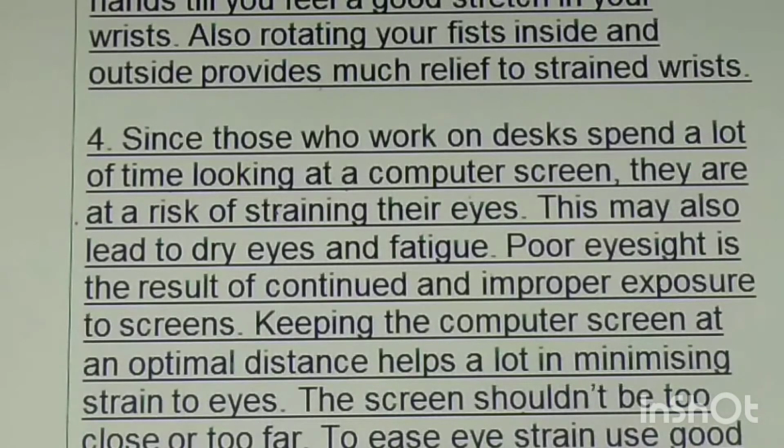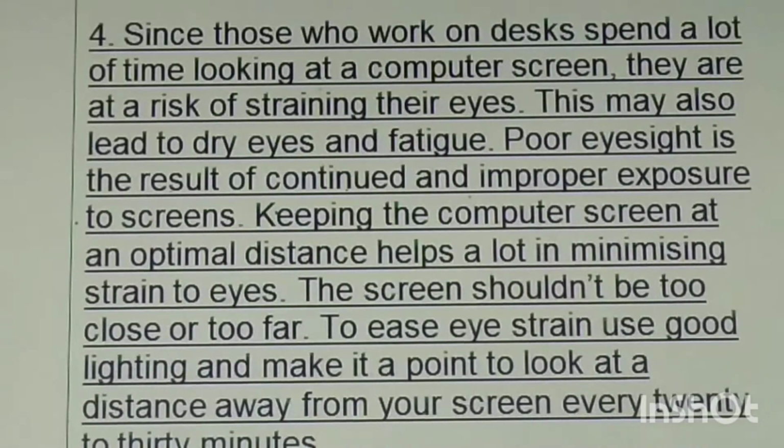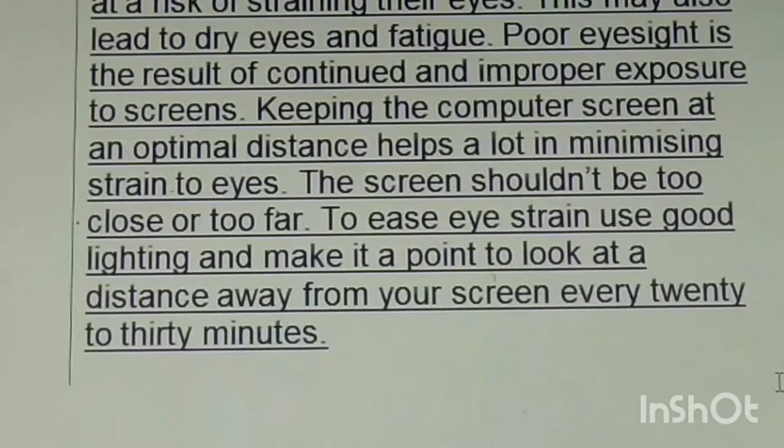To ease eye strain, use good lighting and make it a point to look at a distance away from your screen every 20 to 30 minutes. So you have to remember this, children. Very important.